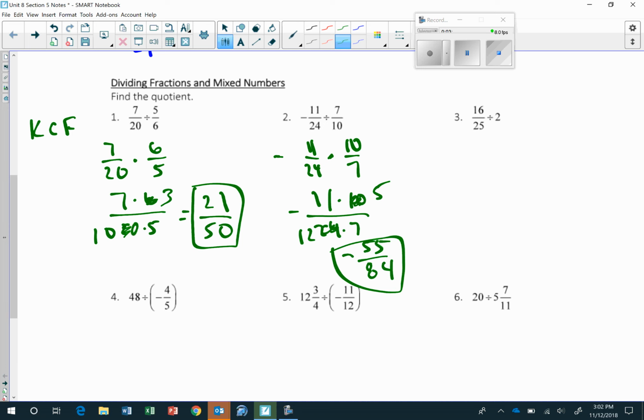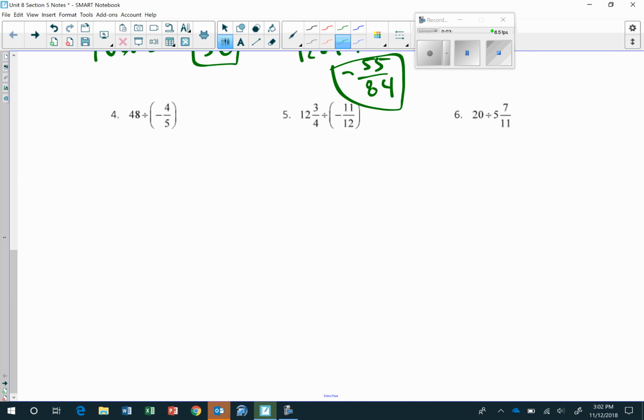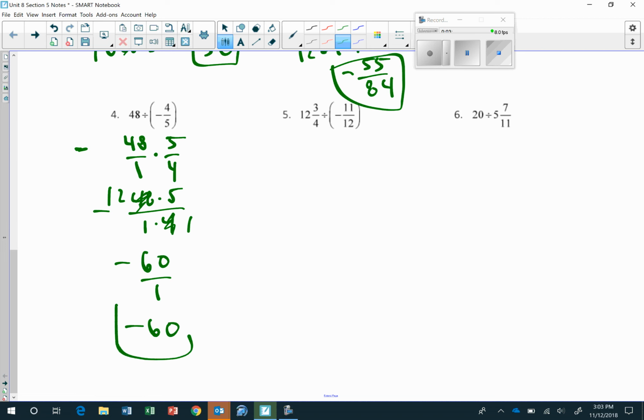Number 4, I have 48 divided by negative 4/5, so I'm doing a positive divided by a negative. So to start with, I need to say that my final answer is going to be negative. 48, I can rewrite as 48/1. I need to change division to multiplication, and then I take the reciprocal of the second fraction. Now I can write it as one big fraction. 48 divided by 4 is 12. 4 divided by 4 is 1, so I'll get negative 60/1, which is the same thing as negative 60.